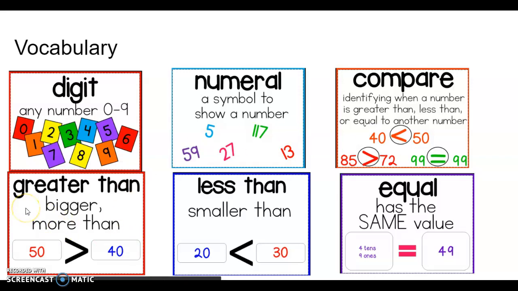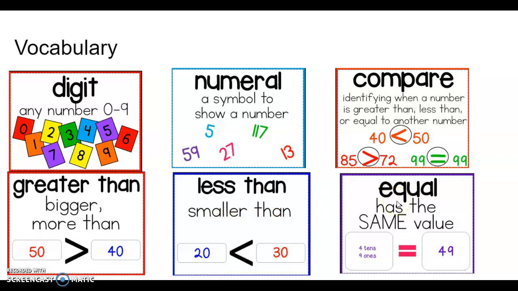So greater than is bigger or more than. So 50 is a bigger number than 40. 50 is greater than 40. Less than means it's a smaller number. 20 is smaller or less than 30.